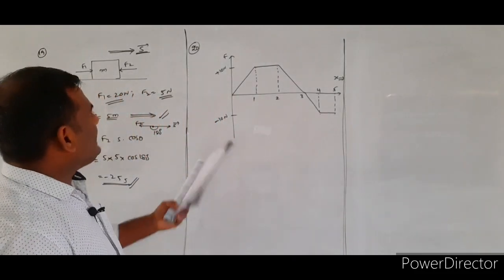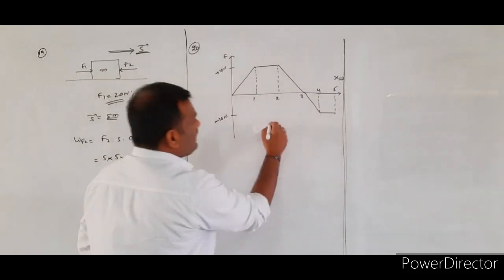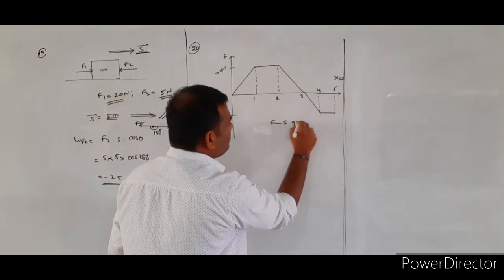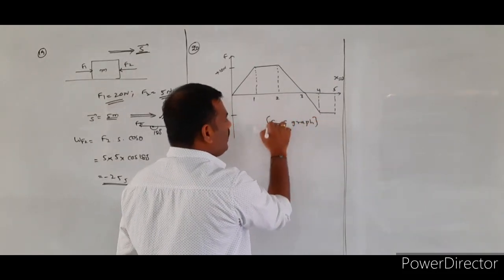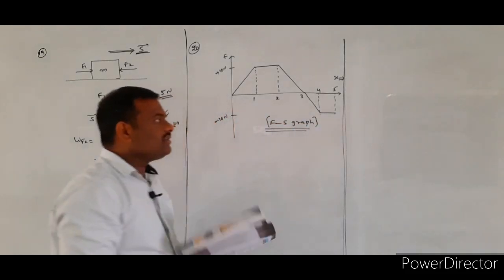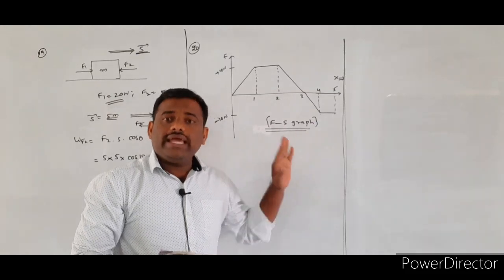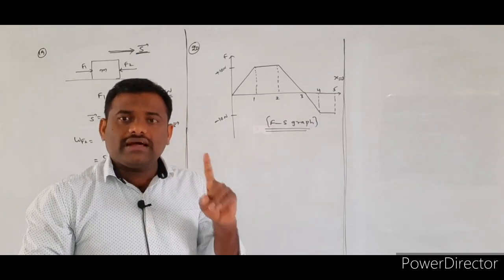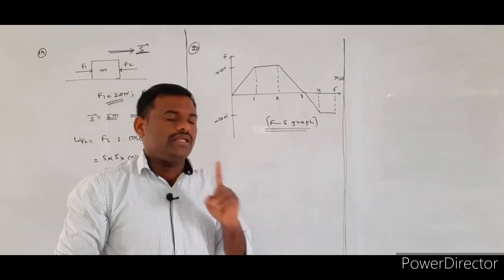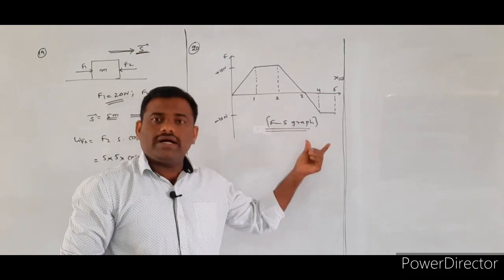Next, see here. It is related to a force displacement graph. This is which graph? Force displacement graph. Already we discussed one problem related to the force displacement graph. Whenever the force displacement graph is given, the area bounded by the graph gives the work done.